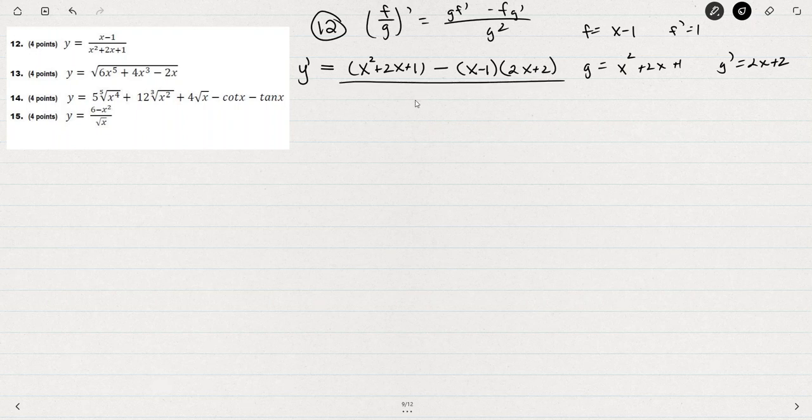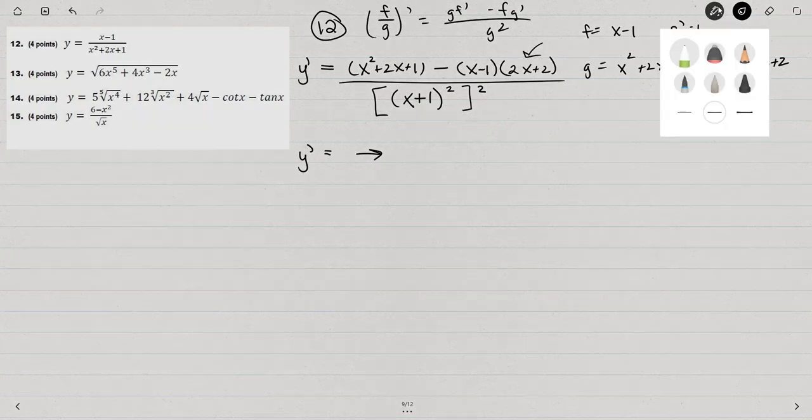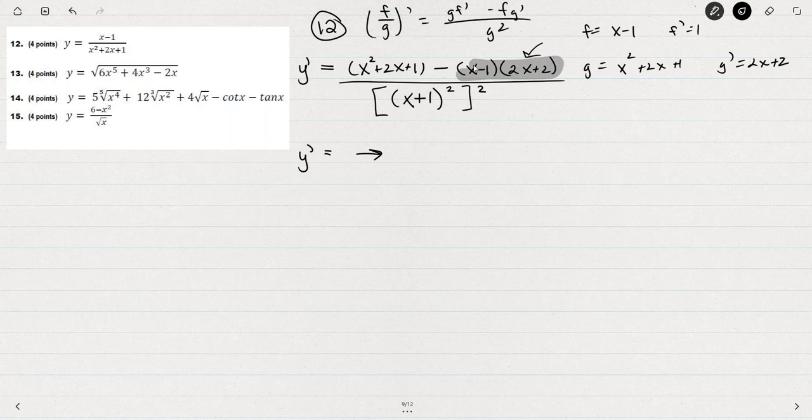all over g squared. Now, take note that I could factor this denominator, x plus 1 squared, right? When I square the denominator, I'm going to get x plus 1 to the fourth. The reason I mention that is that when you simplify this numerator, so distribute or use FOIL over here with the x minus 1, 2x plus 2, subtract it. So make sure you distribute the negative after you FOIL. And then you're going to be able to combine some like terms and factor.